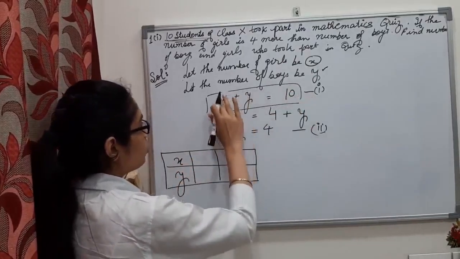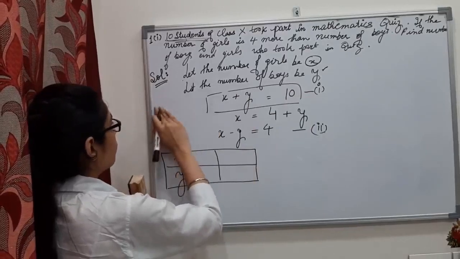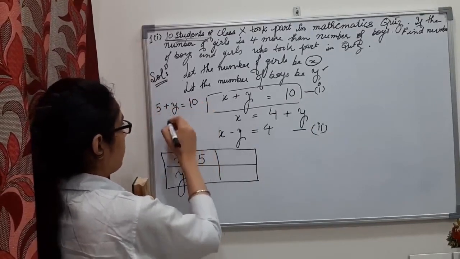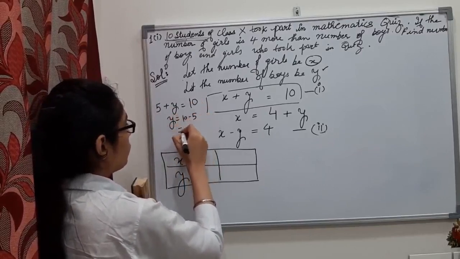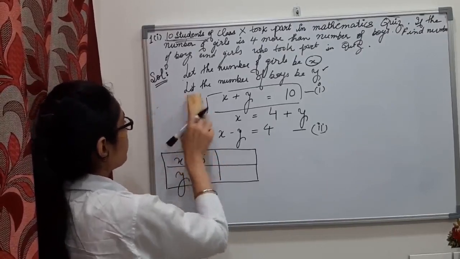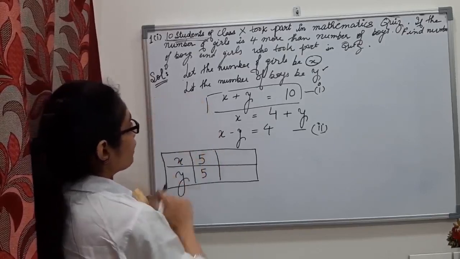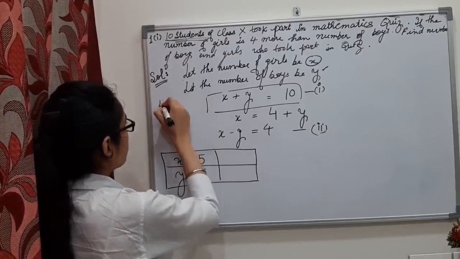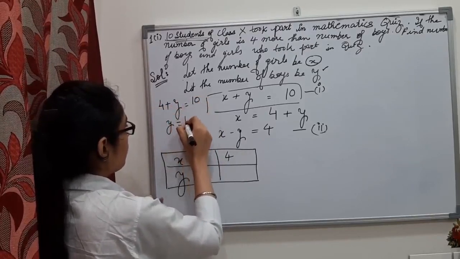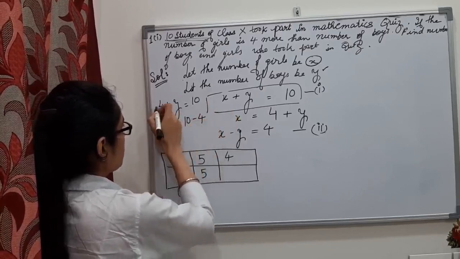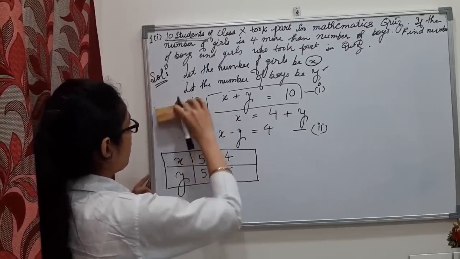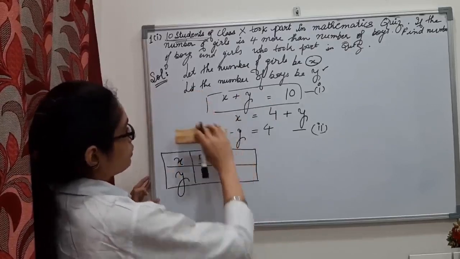Let's assume x is equals to 5. Then 5 plus y is equals to 10, so y is equals to 10 minus 5 is equals to 5. So when I am assuming x is equals to 5, I am getting y also equals to 5. Now let's assume x equals to 4. That is 4 plus y is equals to 10. Y is equals to, I'll shift 4 to other side, it will be 10 minus 4, which is 6. On putting x is equals to 4, I am getting y is equals to 6.